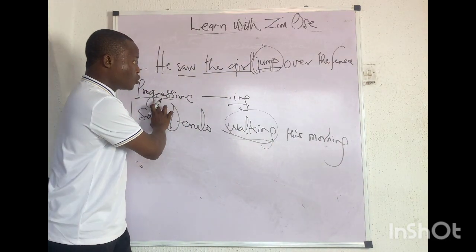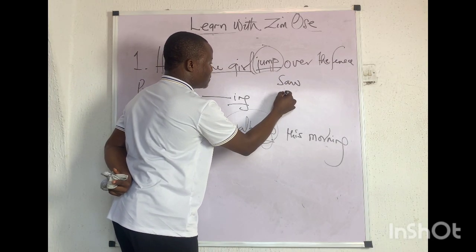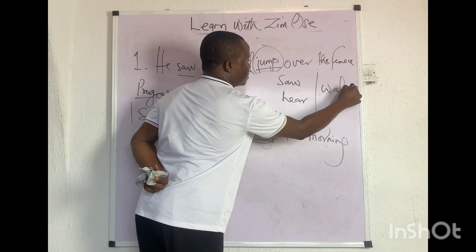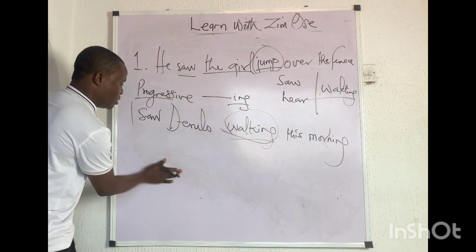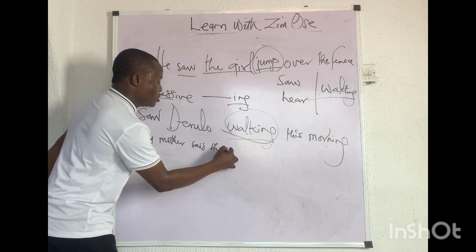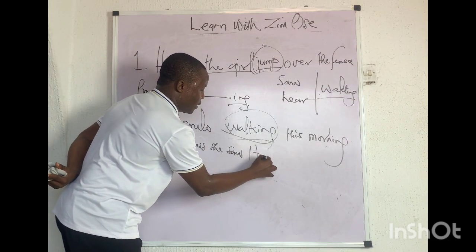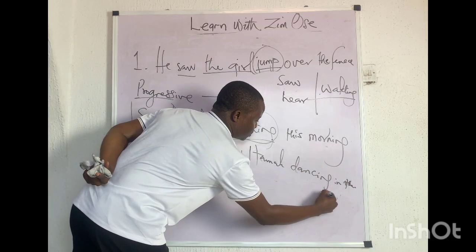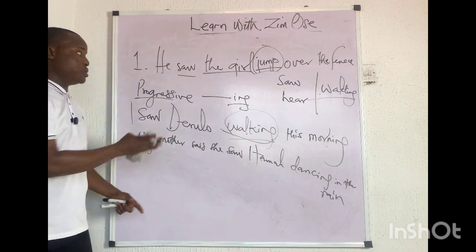Of course, this rule is peculiar to verbs like saw or verbs like hear, and sometimes watch. Although in standard English, watch usually takes the bare infinitive. So I could say, I saw Derulo walking this morning. I could also say, my mother said she saw Hannah dancing in the rain. Which means that this action here is continuous. The action was not concluded. My mother only saw a bit of it.